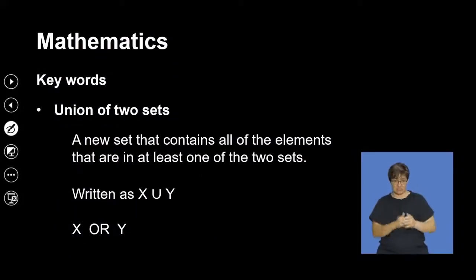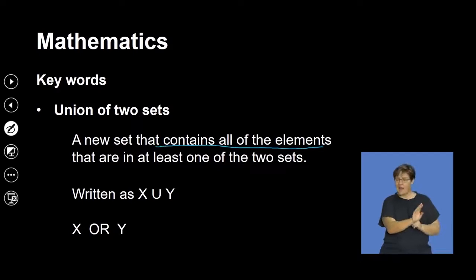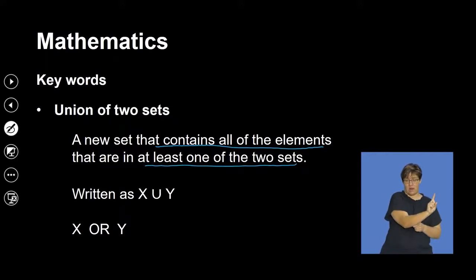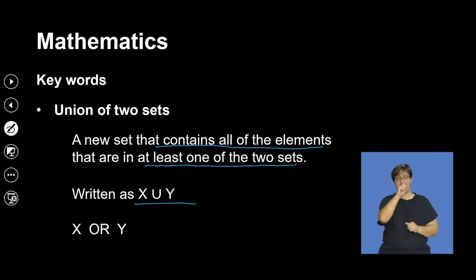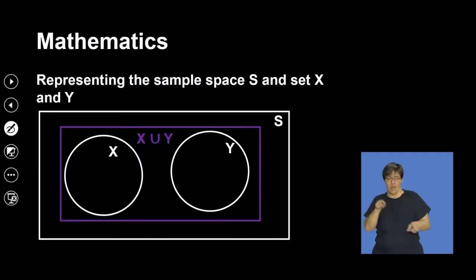So here we go. What we recognize is that a union contains all the elements of at least one of the sets together. So the elements that are in at least one of the sets. And we write it as X union Y, or we say X or Y. Now, this is quite important. You recognize here we've got the purple box representing X union Y. They can be in X or in Y, and only in X or Y.